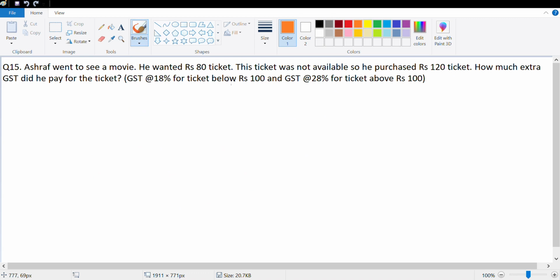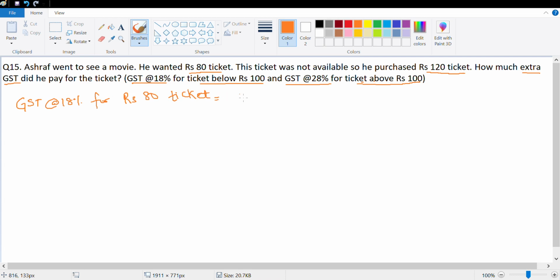He wanted a rupees 80 ticket. This ticket was not available, so he purchased a rupees 120 ticket. How much extra GST did he pay? GST is at the rate of 18% for a ticket below 100 and GST is at the rate of 28% for a ticket above rupees 100. So GST at the rate of 18% for the rupees 80 ticket. This is the ticket that he did not buy, but he could have purchased if it was available.